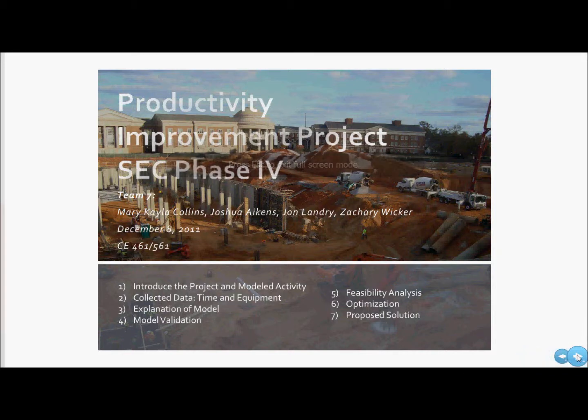This is Team 7, and our project is the Science and Engineering Complex Phase 4 construction. First, we'll introduce the project and the modeled activity, the collected data including time and equipment, give an explanation of the model, talk about model validation, the feasibility analysis, optimization, and the proposed solution.